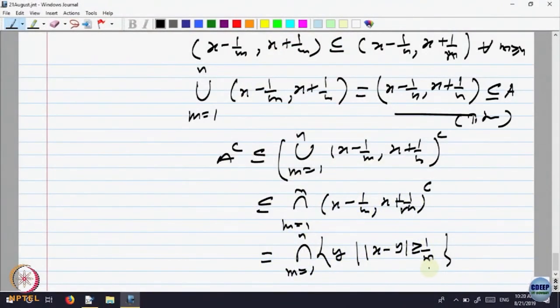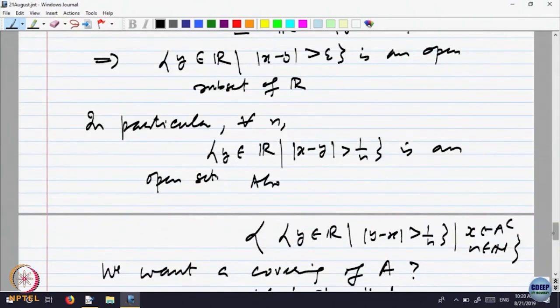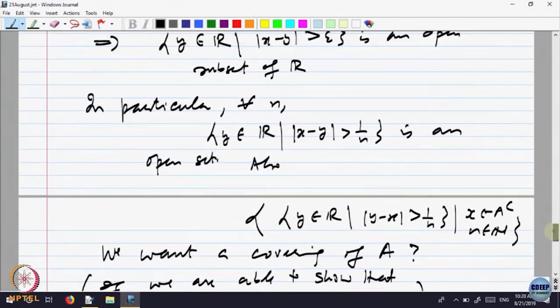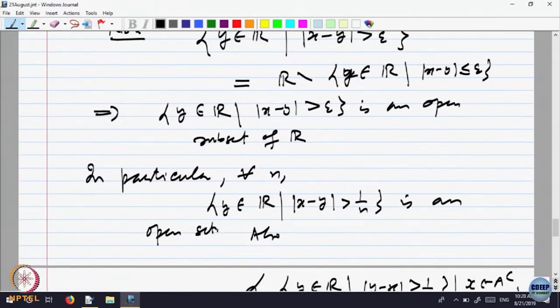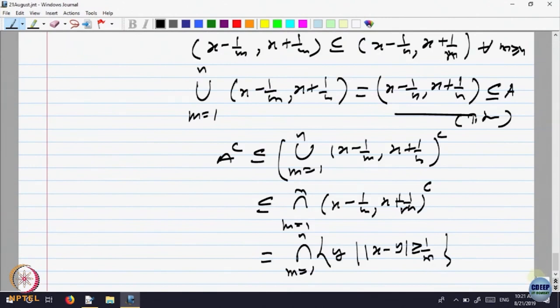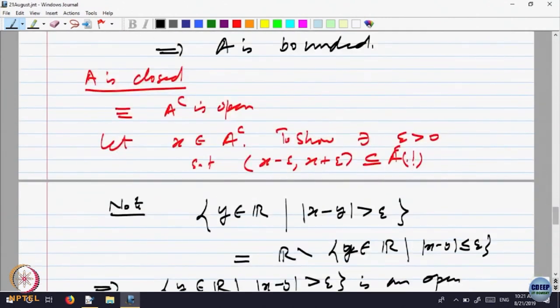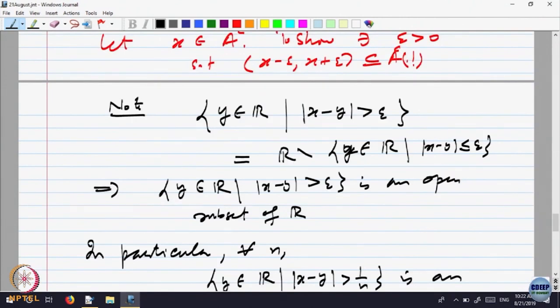I want finite number of them should contain it, right? A complement should be inside finite number of them, right? So, let us go back. So, these were all open sets, okay? And here is that. Okay. So, why is this an open set? And x belongs to it, the singleton x belongs to it. So, A should be a finite union of. Okay. So, we want to show it is open. So, every point has a neighborhood. As in, if I put bigger than or equal to, then it will be a closed set.